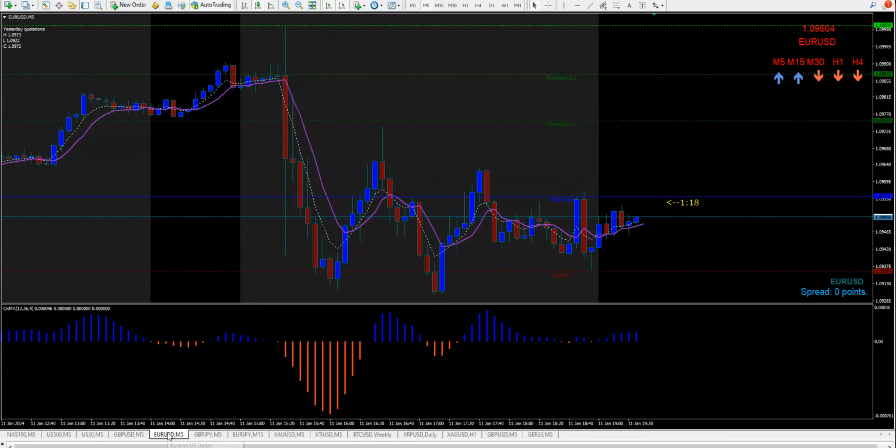What about the euro? Yeah, looking very similar. But we had the same trade from the wick to the wick. Right here.